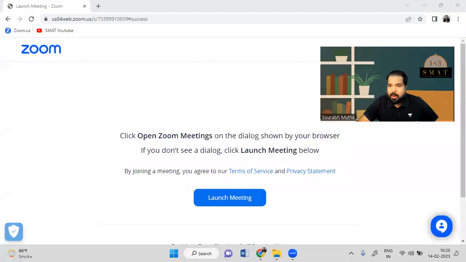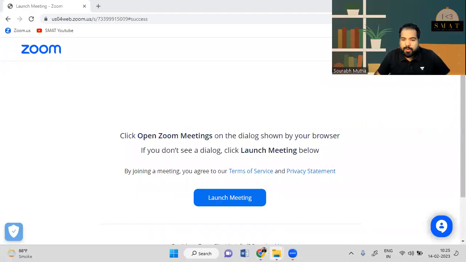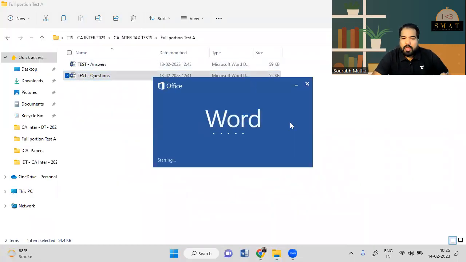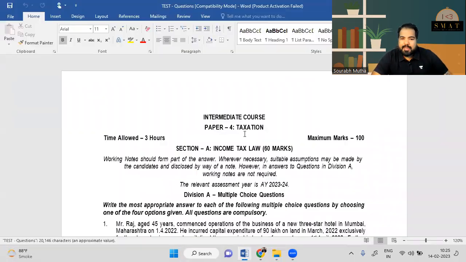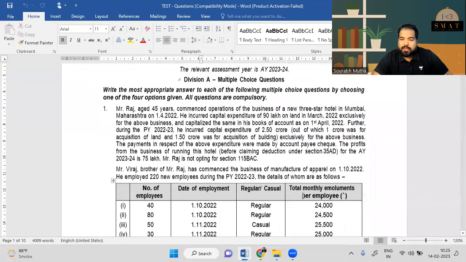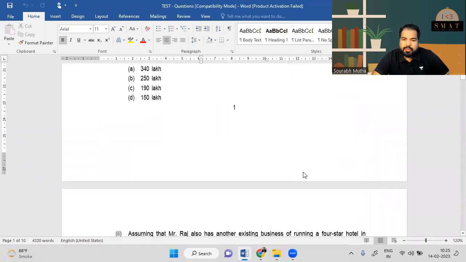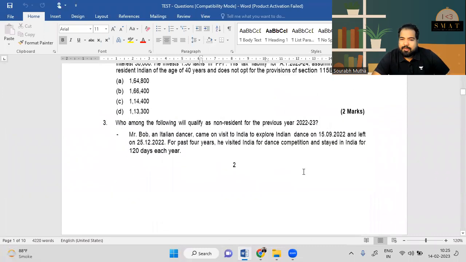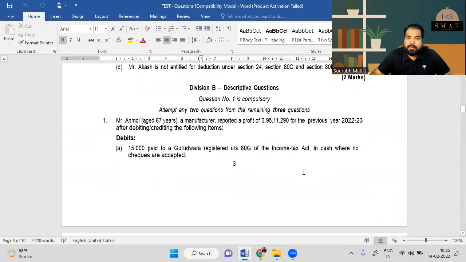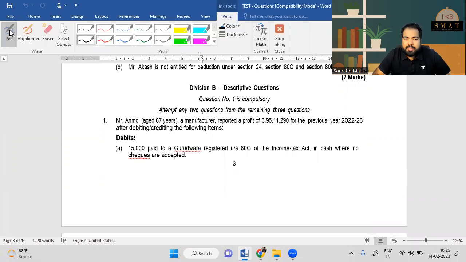So I'm just talking about yesterday's test. Just opening it up, 1 minute. This is the full portion test, the test questions. I'll also be sharing the test answers with you in the same link, so you can access it as well. Here we go. Let's start with the DT part and then move to the GST part. So these are some things that we did yesterday. All these MCQs we had done yesterday, and now we're going to the descriptive questions. Let's see, guys, what this is.